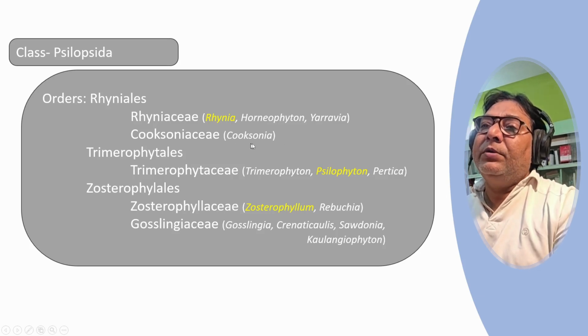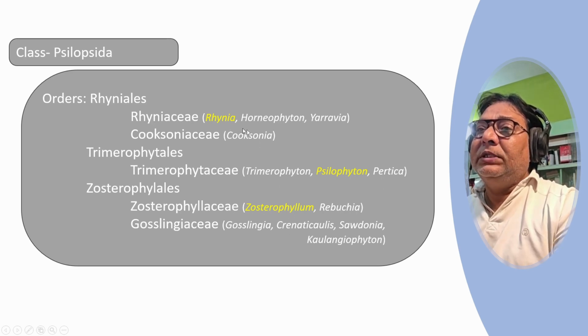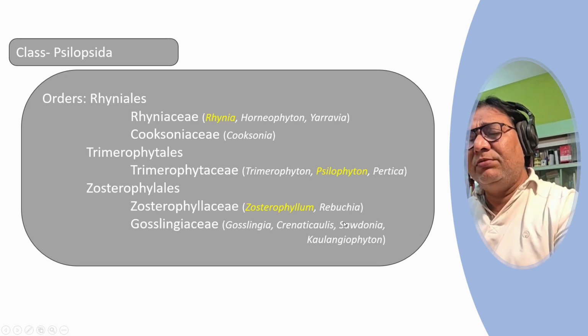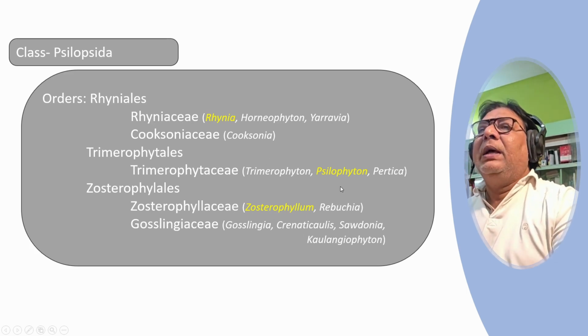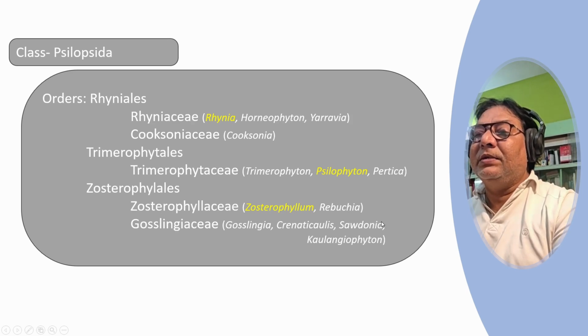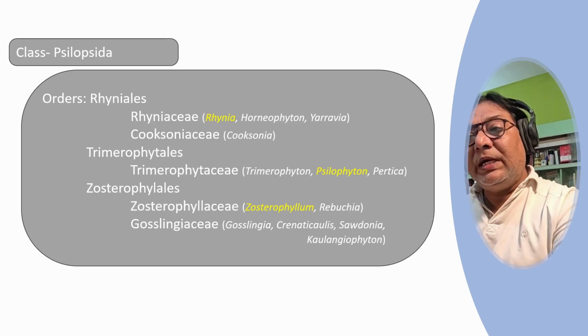So you may note that Cooksonia is the first land plant, and Rhynia, Horneophyton, Trimerophyton, Psilophyton, Pertica, Zosterophyllum, three of these have been included in your syllabus because everything cannot be there; it will be too big. In masters, you will have to study all of them. All these plants are the first group of land plants that evolved from the aquatic habit, and the time period is middle Silurian to Devonian.